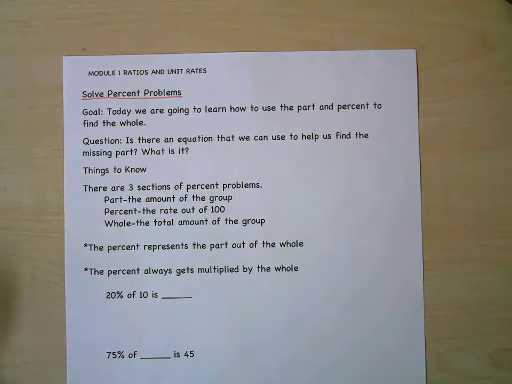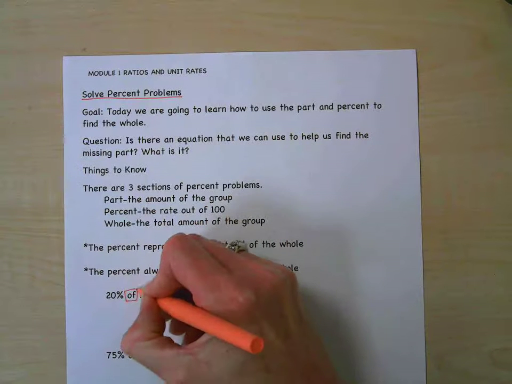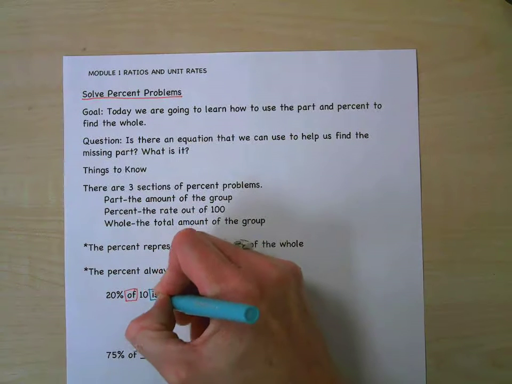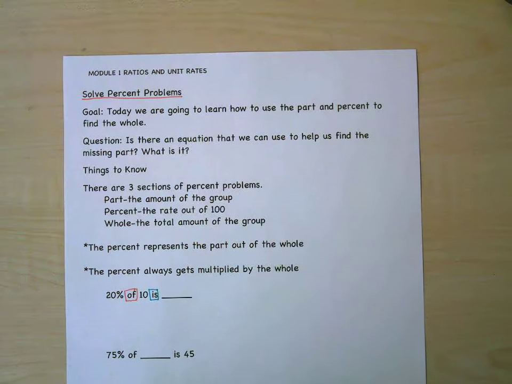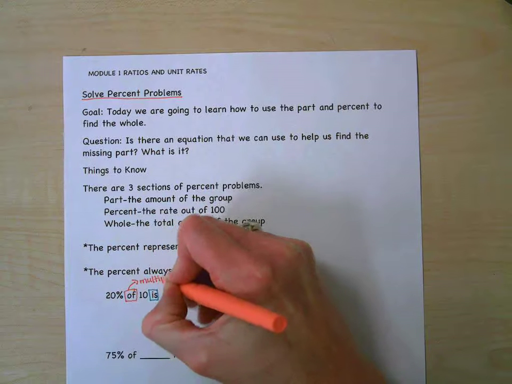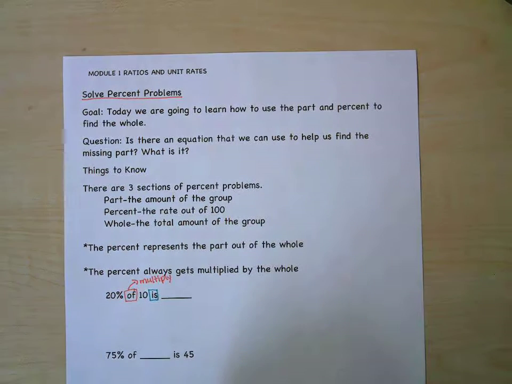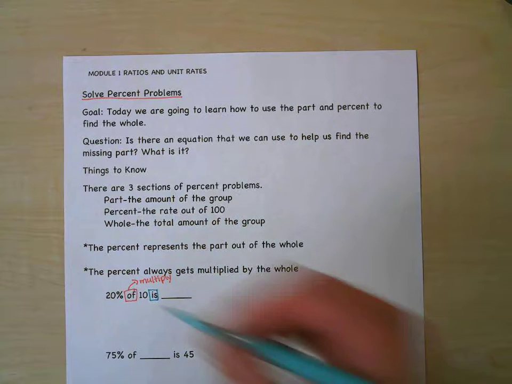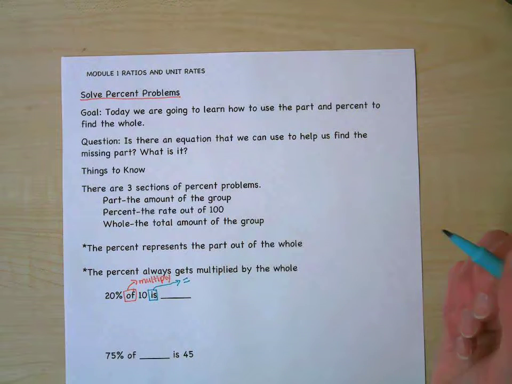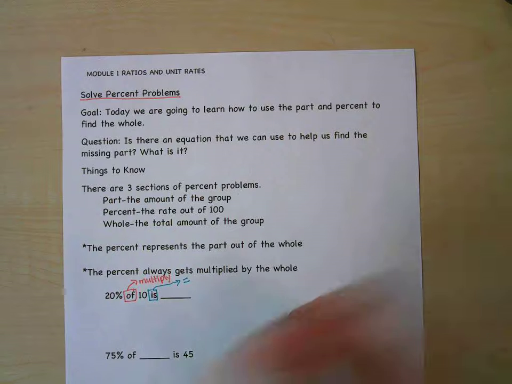There are some key words in math that you really need to know and understand in order to remember how to do this. The key words are the word "of" and the other really important one is the word "is." In math, the word "of" always means multiply. The word "is" in math means equals. Whenever you see those two words, remember: "of" means to multiply, "is" means equals.